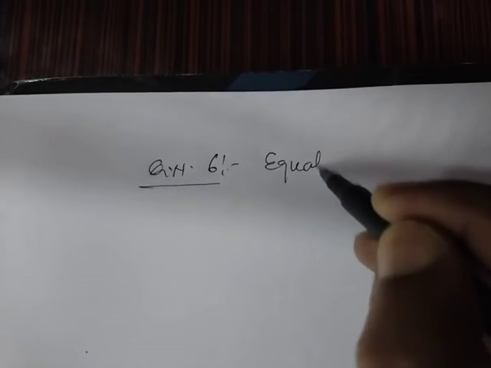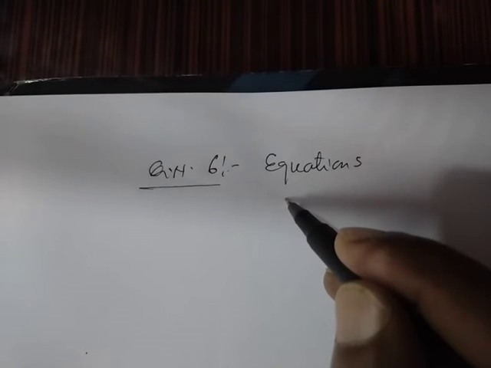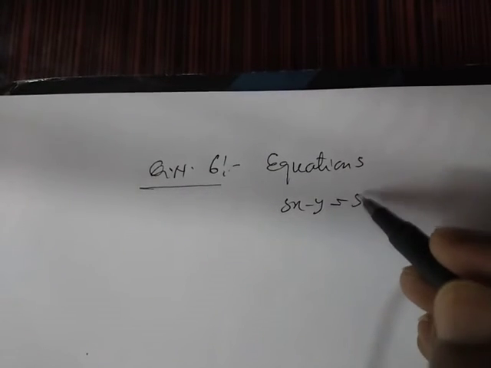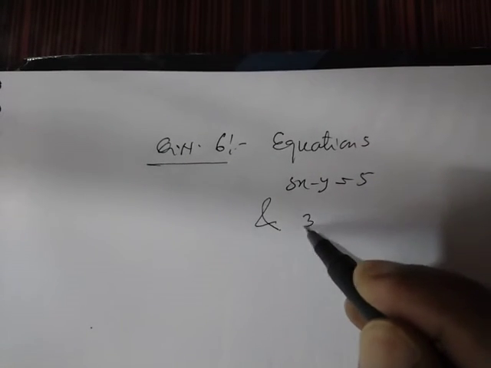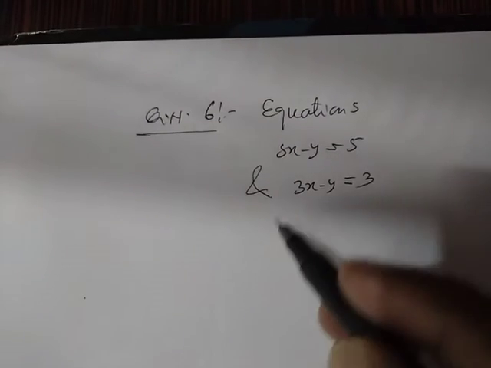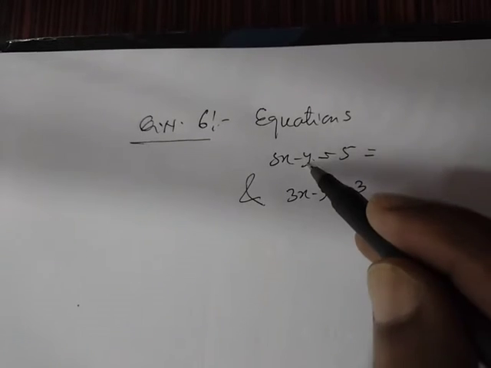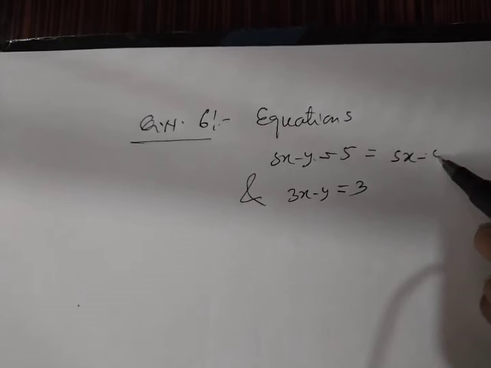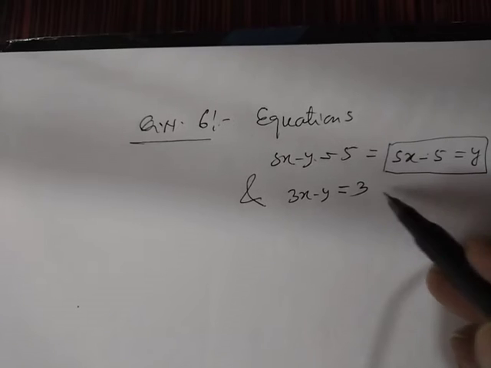Equation: 5x minus y is equal to 5 and 3x minus y is equal to 3. Now you see, 5x minus y is equal to 5, then you put y here, then you will get 5x minus 5 equal to y. This is the first equation.